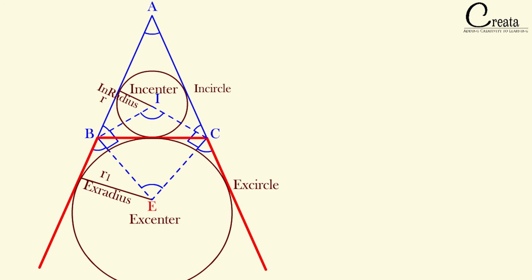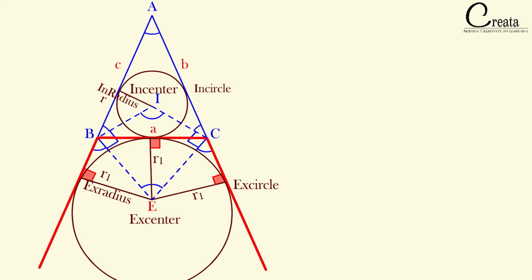Let's join the center point E with the three sides of the triangle. Two are the extended sides and one is the main side. So these three line segments will be r1, that is the radius of the excircle. Further, are you able to observe these three line segments are tangent to the circle? Tangents are lines which touch the circle only and only at one point. And we know that tangents and radius are at 90 degrees to each other. So we can say all these three angles are 90 degrees.